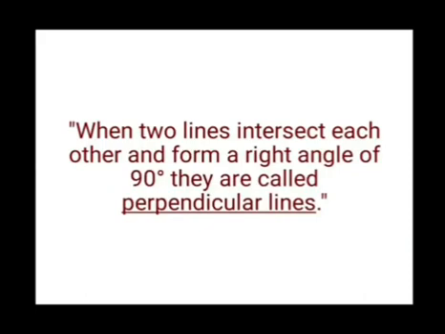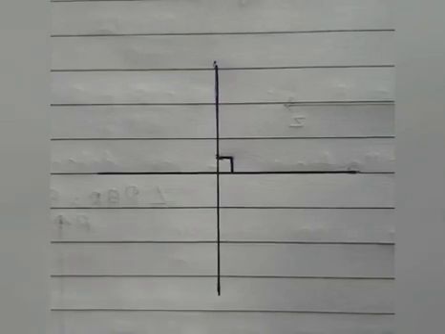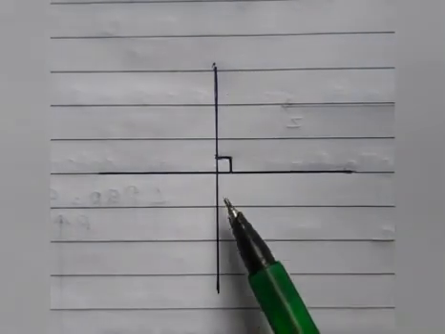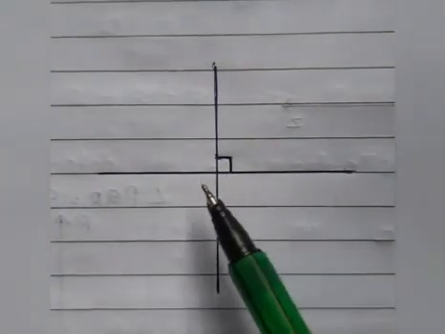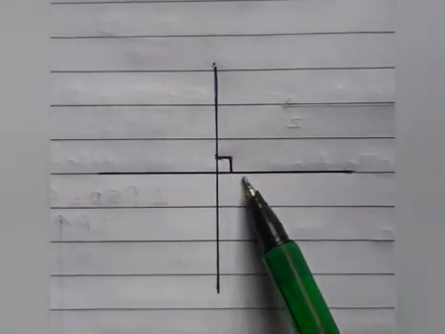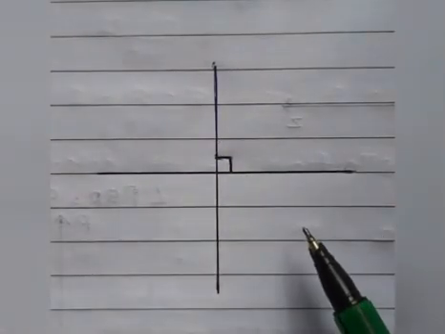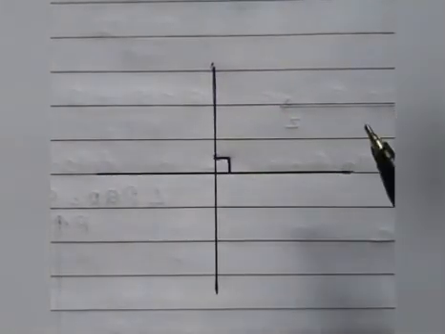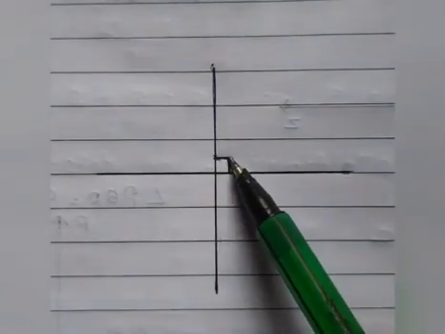So, when two lines intersect each other and form a right angle of 90 degrees, they are called perpendicular lines. Now here we see two lines drawn and those two lines are intersecting each other. That means one line is passing through another line. Now when one line passes through another line, we should see that there is a right angle formed.